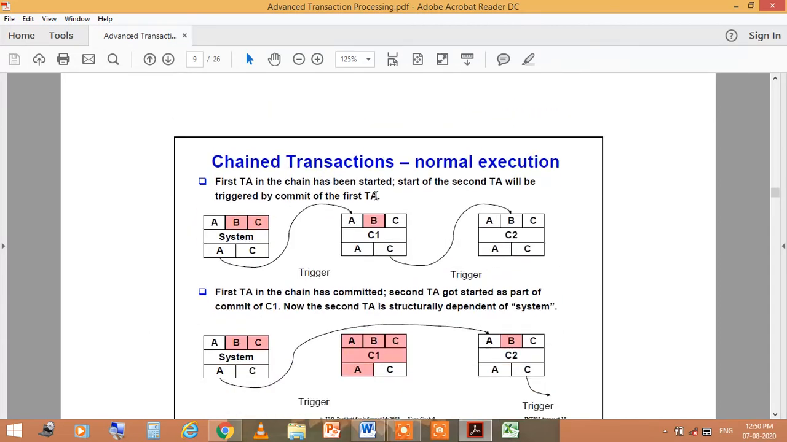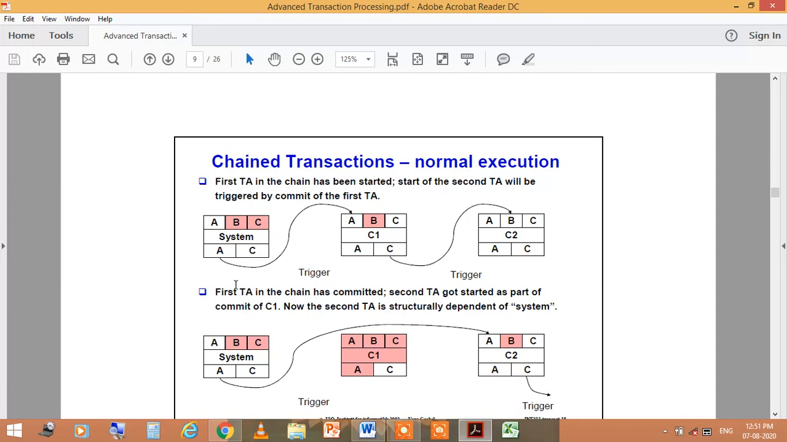Now this is a chained transaction of normal execution. You see here, the first transaction in the chain, TA, has been started, then the second TA, right? And this TA will be triggered by the commit of the first TA. This means it is triggered by the commit of the first TA. That means this is the deactivated portion in the pink color. So if this is committed and pointing to this, that means this is triggered on the B part.